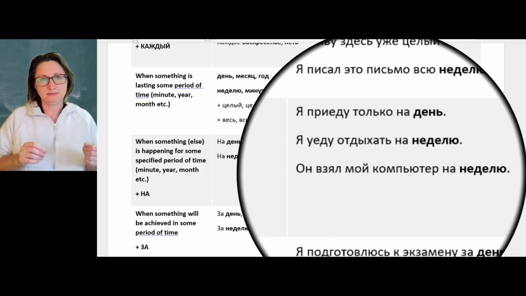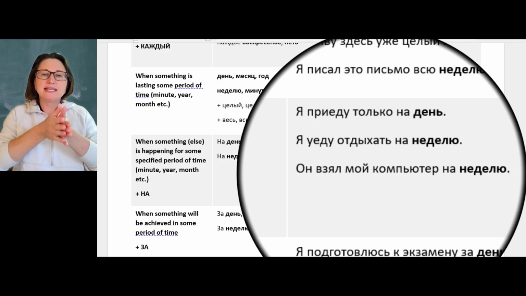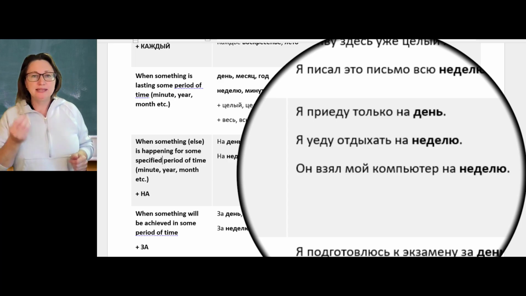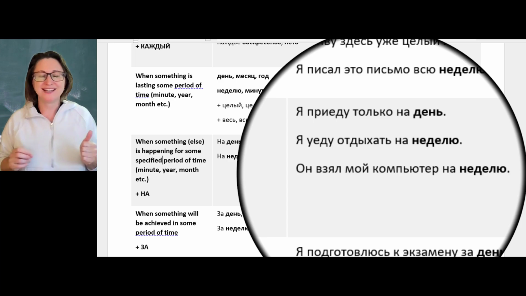Taking the computer did not last a week. It's that him having my computer will be lasting for a week. So here, in this context, hopefully I'm explaining it in a way that's easy to understand the difference between the two. Here we use на plus accusative.